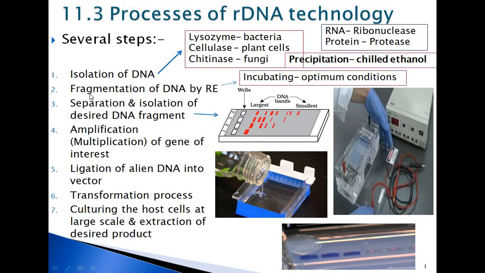After isolation, what will we do? Fragmentation of DNA by restriction endonuclease enzyme. From isolation we got the whole DNA, out of which we need to cut our gene of interest, right? So for cutting, what do we use? That is the restriction enzyme. For that purpose, the purified DNA has to be incubated under proper conditions, which are specific for the specific enzymes.